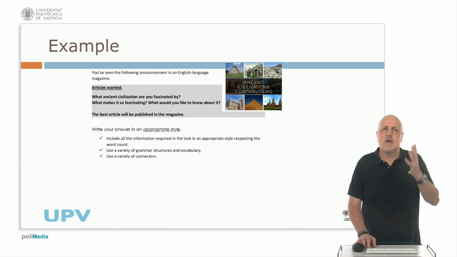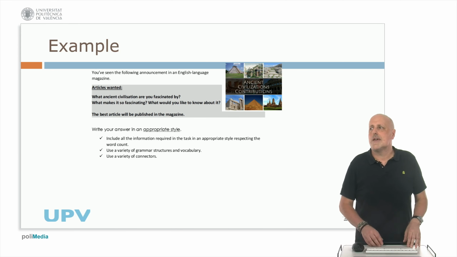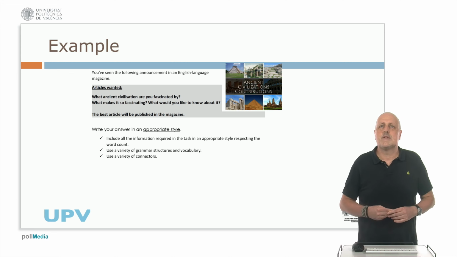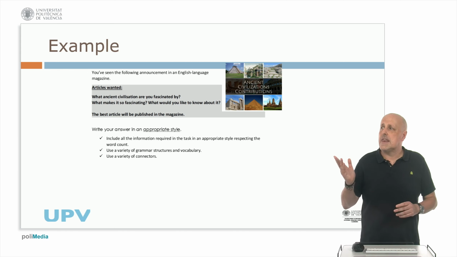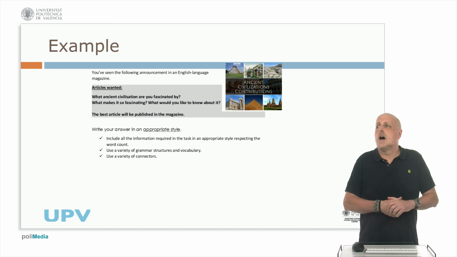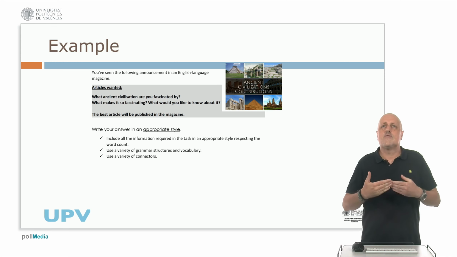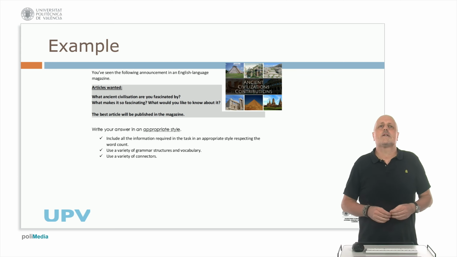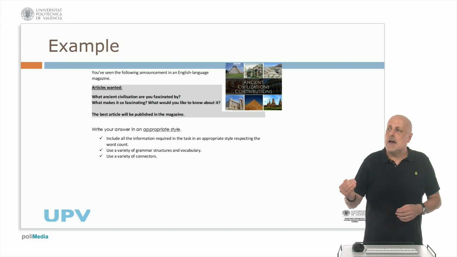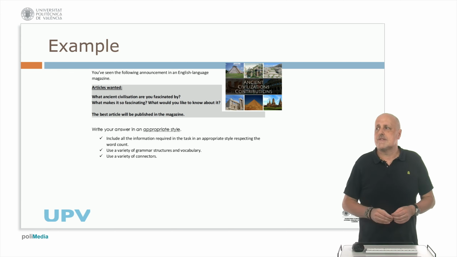Let's have a look at a possible example. Okay, you will see this is the typical question of an article. It says, you've seen the following announcement in an English language magazine. It's about ancient civilizations. What makes it so fascinating? What would you like to know about it? And the next line is interesting and indicative of what you have to do. It says, the best article will be published in the magazine. Okay? And it says, write your answer in an appropriate style.